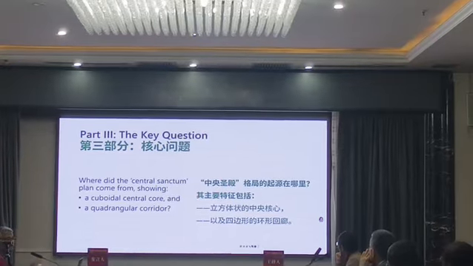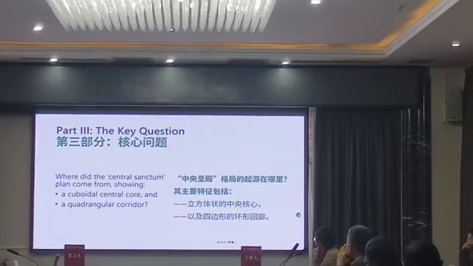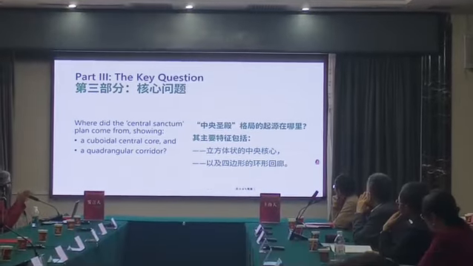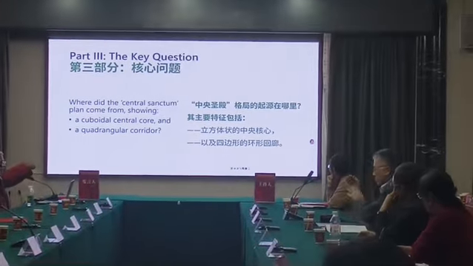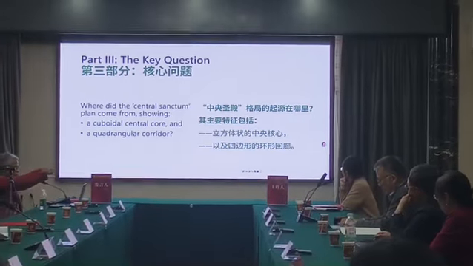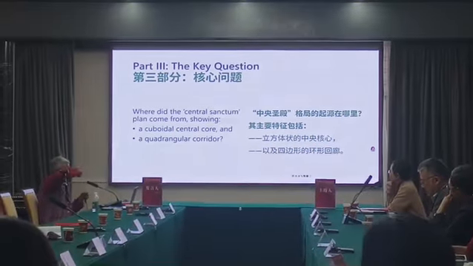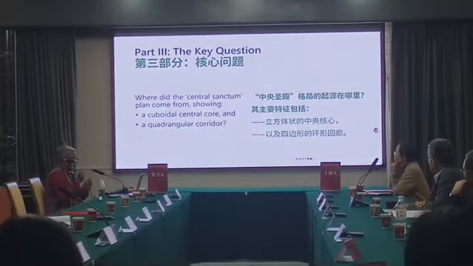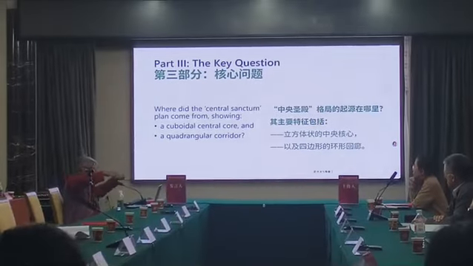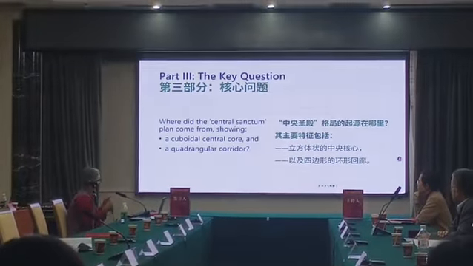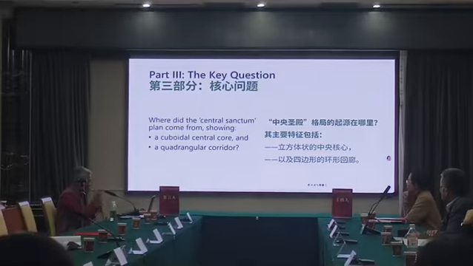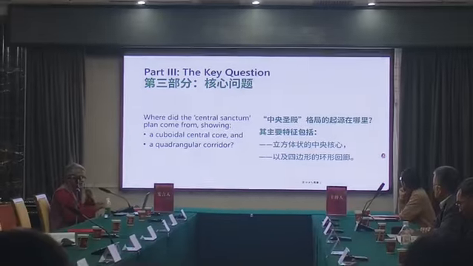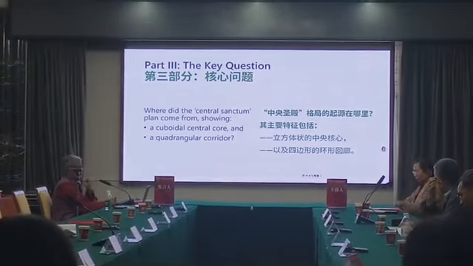Now, these plans throw up a question. Where did these sanctum plans come from, which have a cuboidal central core? By cuboidal I mean like a cube in the center. It's not a stupa, it's not round, but cuboidal. And then a quadrangular corridor. It's not a circular ambulatory, but a quadrangular square corridor. These two points are to be noted because they are very much characteristic of these 6th century caves, because they were never there before, and they were never there later on either.